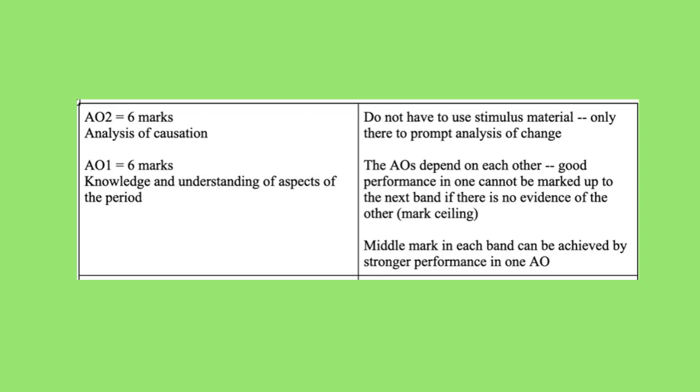Finally, it's important to note that the AOs depend on each other. That means that no matter how well you do in one of the AOs, if your performance isn't quite as good in the other one, or maybe you haven't included any of the other one, then you can't progress into the higher bands, and that again is a mark ceiling.